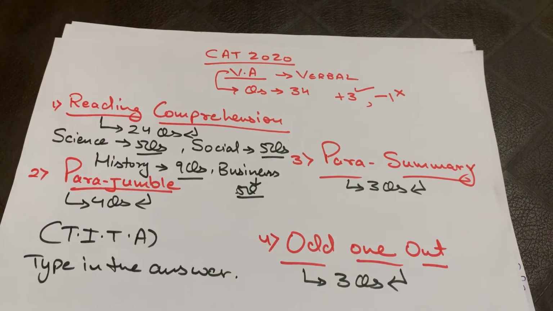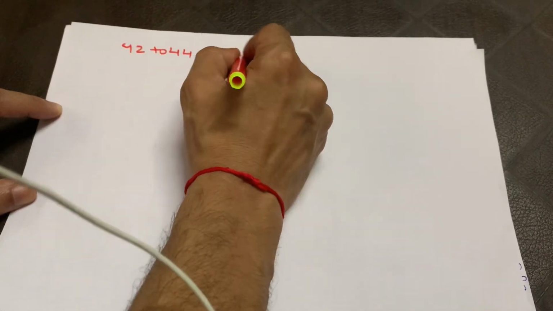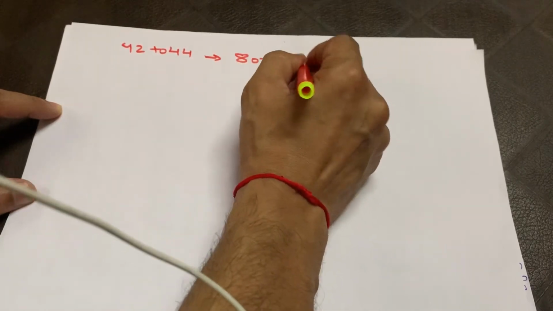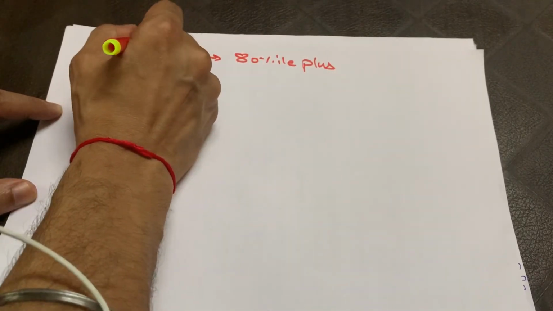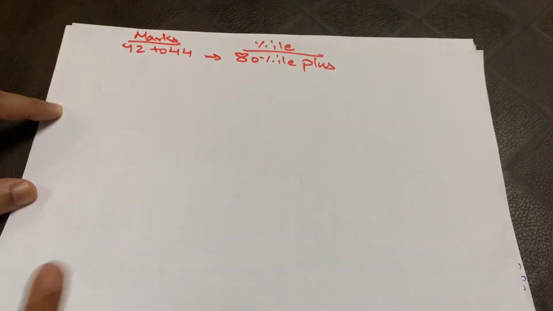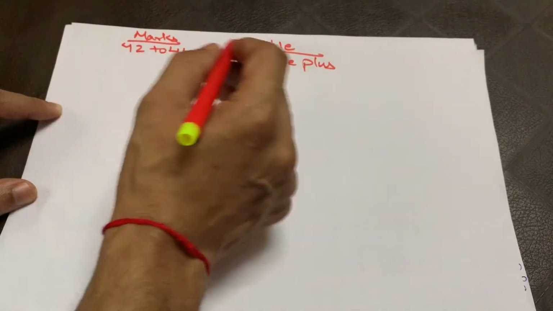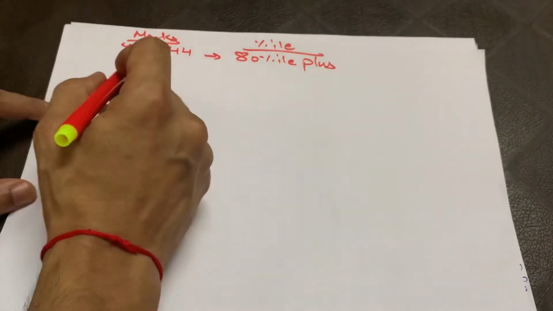So now we know what kind of questions there are and how many questions there are. Now let's understand for how many scores, how much percentile you are going to get. If you score around 42 to 44 marks, you are going to get 80 percentile plus. These are the marks, and this is the percentile. That means you're going to get more than 80 percentile.